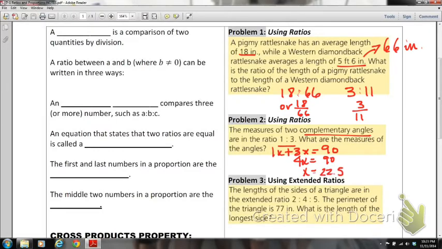So that's our first angle. And then the second angle is going to be 3x. The 3x is equal to 3 times 22.5, which is going to be 67.5 degrees. So that's the measure of the two angles.